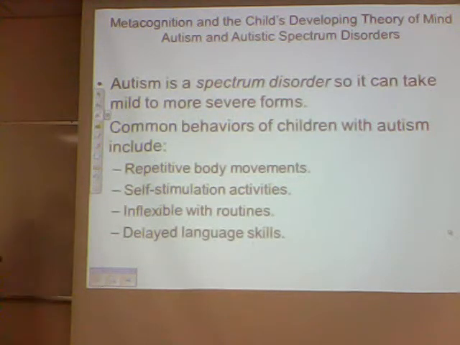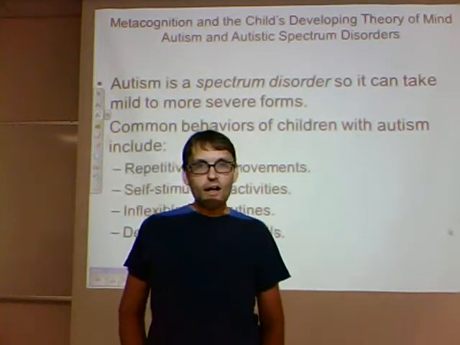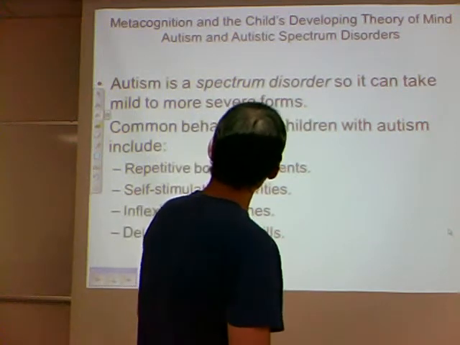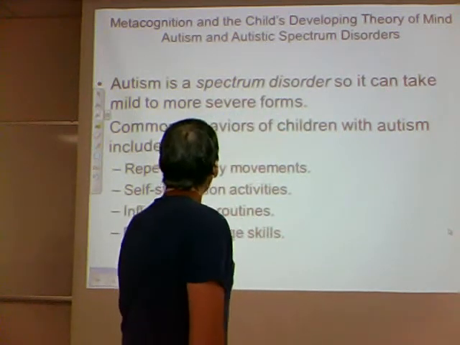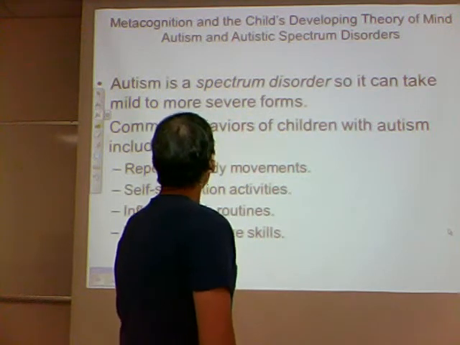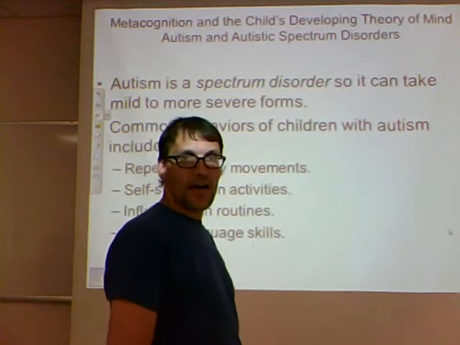Autism, however, just like ADHD, just like fetal alcohol syndrome, is a spectrum disorder, so it can take on forms from mild to severe. You can have autistic-like symptoms and not be autistic. In fact, there's a hypothesis out there now called the geek hypothesis.